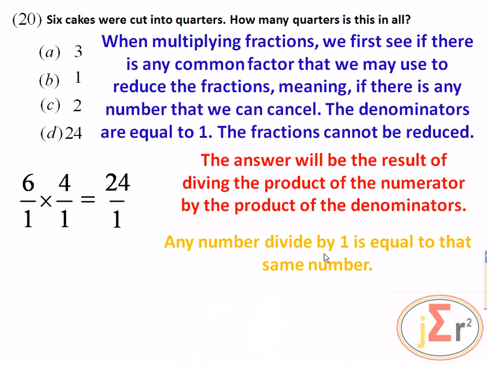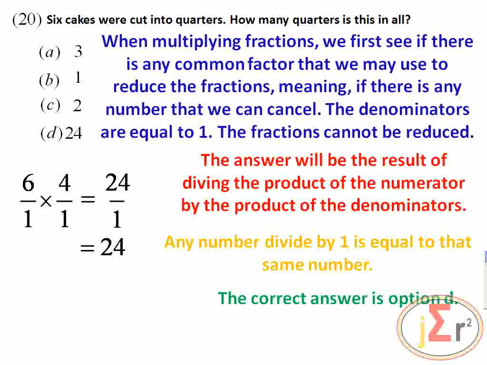Any number divided by 1 is equal to that same number. So 24 divided by 1, what will that give? 24. That will give us 24. And that verifies our answer to be option D. So the correct answer is option D. Right.